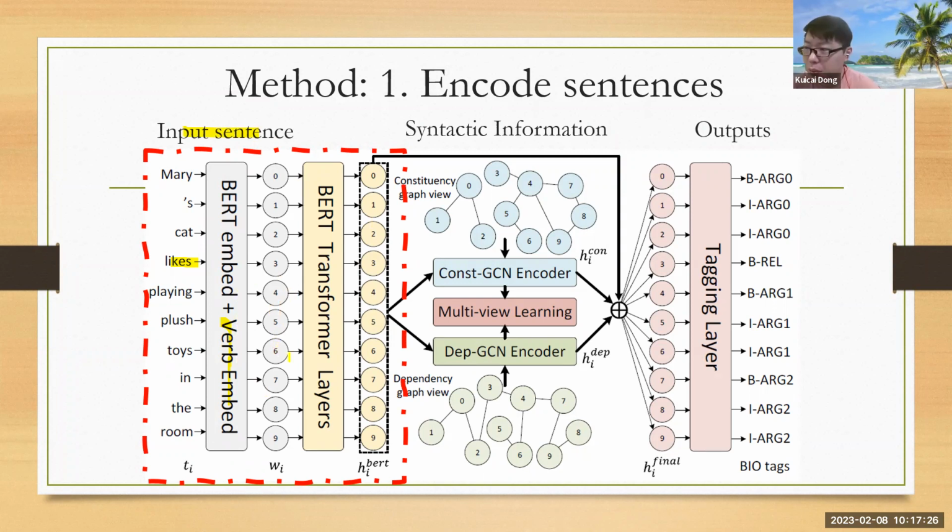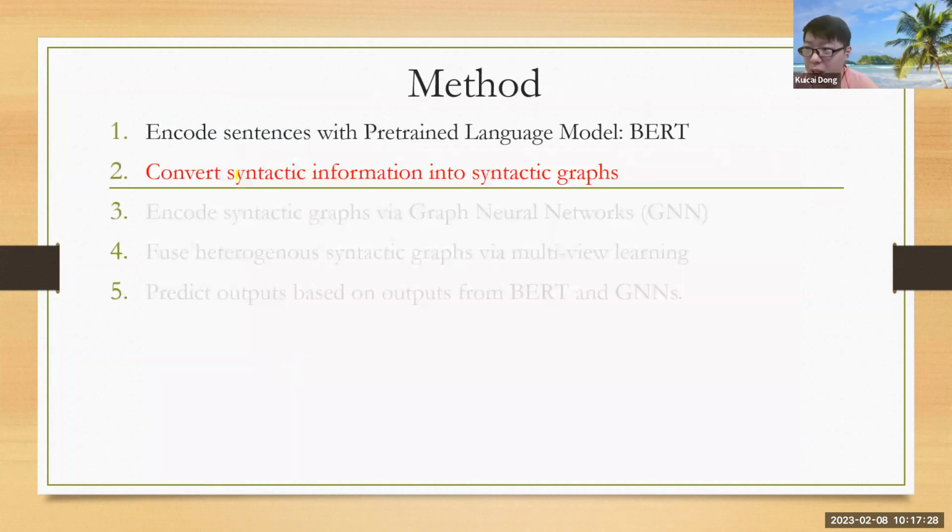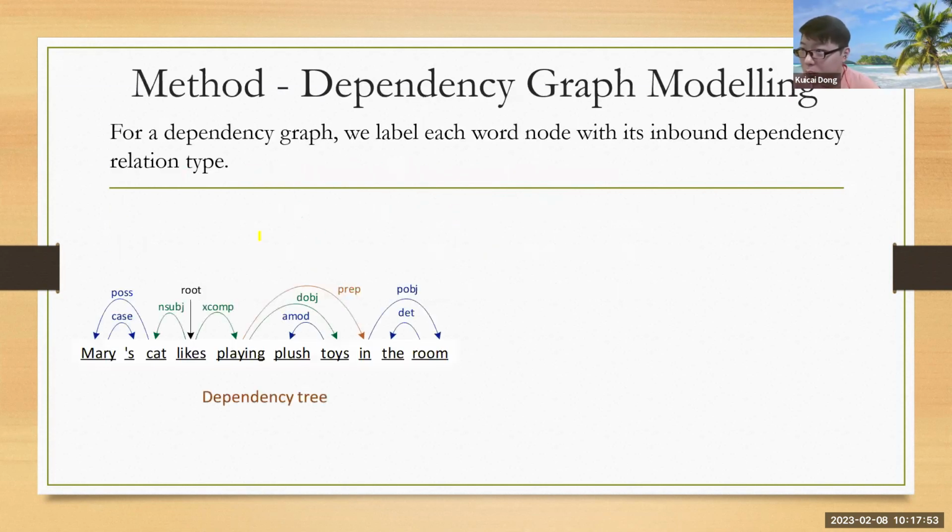Then our next step is how we can convert the syntactic information into syntactic graphs. Of course, we have the syntactic parsing results, but to leverage them we have to align them with our sentence first. That is quite challenging, so we also designed some methods to do it. Let's take a look at some examples.